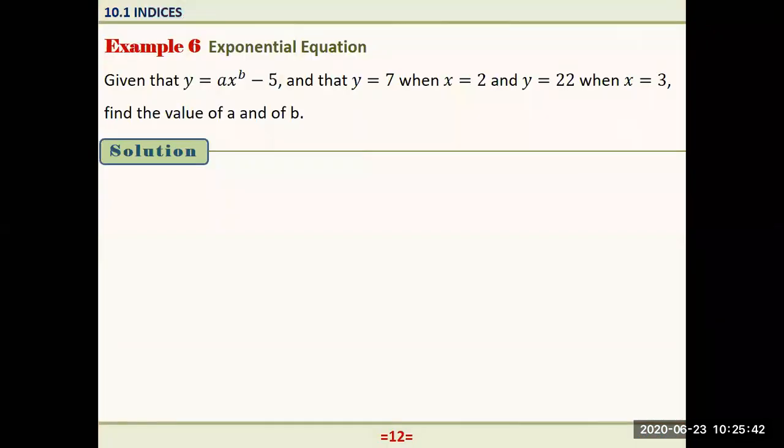Where we stopped yesterday, we did like 5 examples. This is another example involving indices or exponents. It says that given that y equals this, a kind of function, right? It may describe a kind of phenomenon. And it says that y equals 7 when x equals 2 and y equals 22 when x equals 3. Find the value of a and of b.